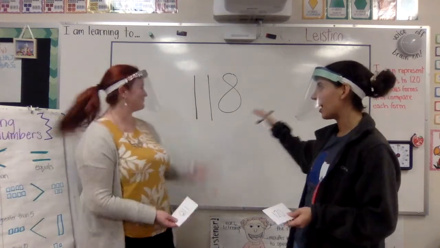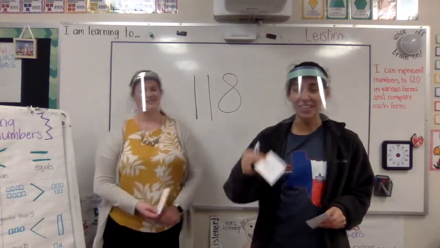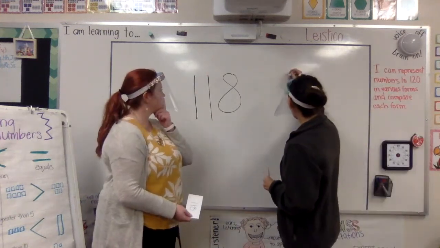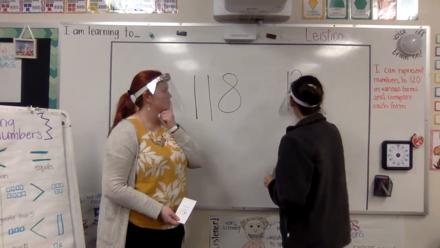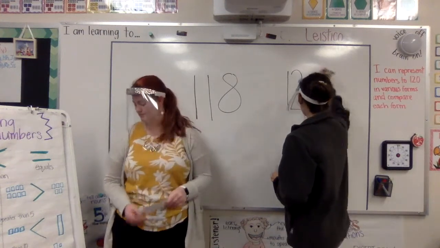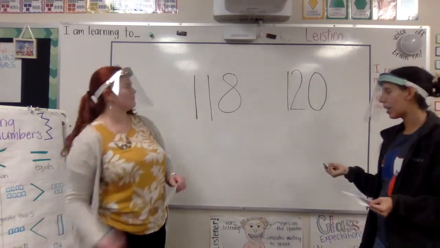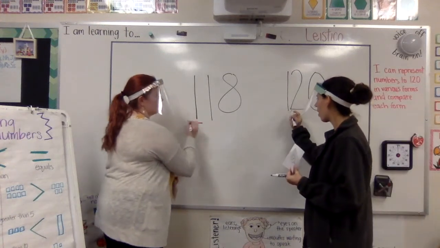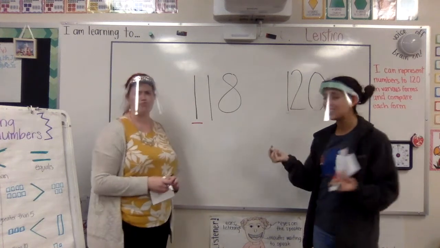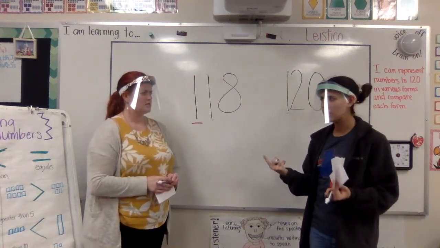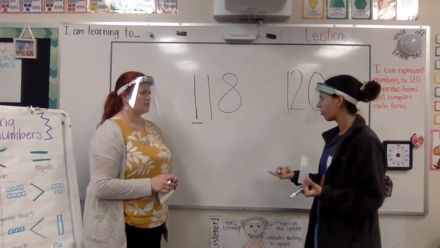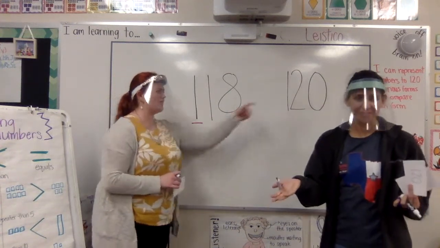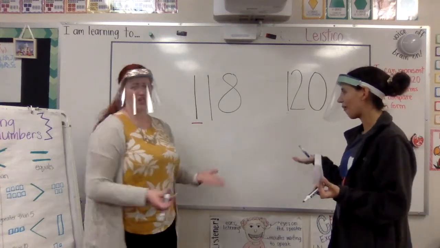So Miss Lime has 118, and I got the number 120. So I'm going to write 120 really big on the board. 120. Well, Miss Lime, I see that in the hundreds place, I have a 1. I have a 1 as well. So we have the same number. Okay. Is 1 greater than, less than, or equal to 1? Well, they're equal, right? Because I have 100, you have 100. So I guess we need to look at our tens.